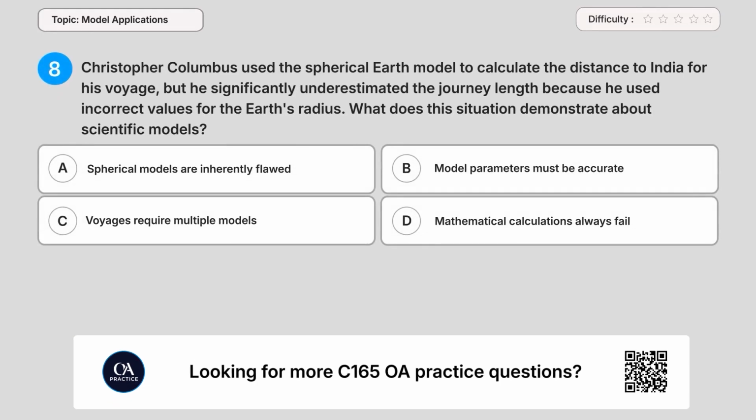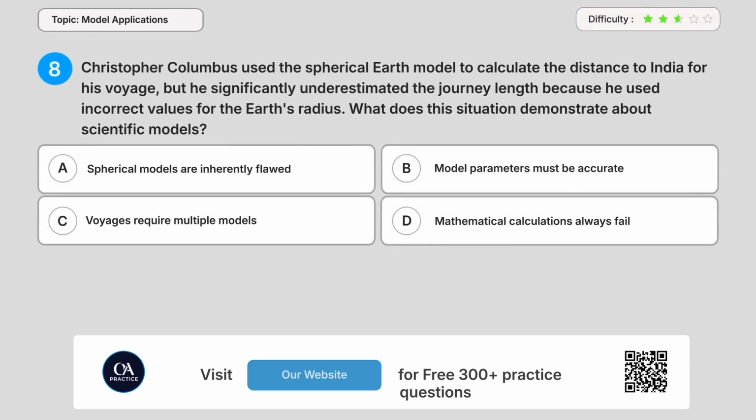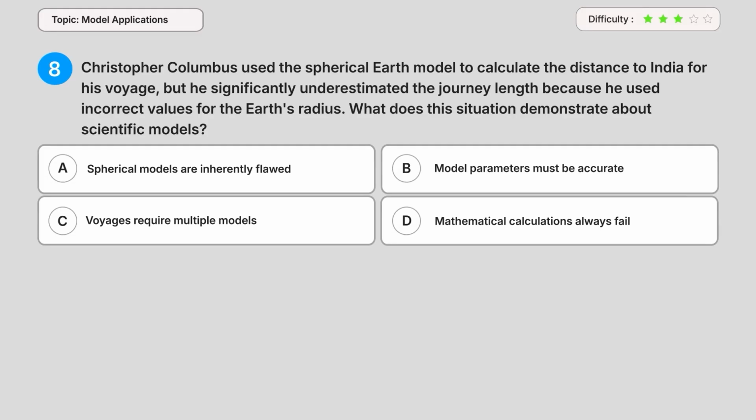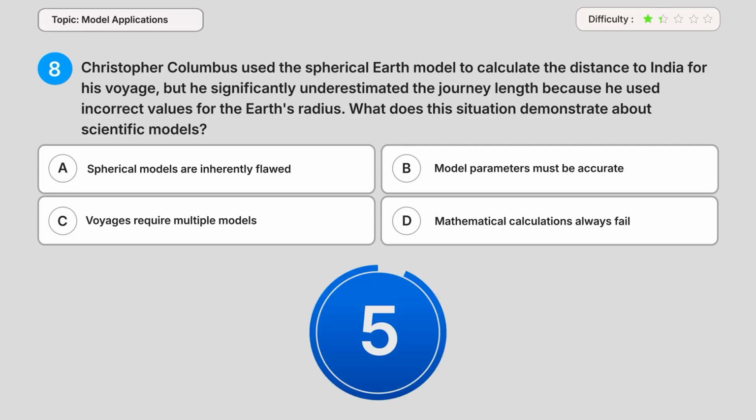8. Christopher Columbus used the spherical Earth model to calculate the distance to India for his voyage, but he significantly underestimated the journey length because he used incorrect values for the Earth's radius. What does this situation demonstrate about scientific models? A. Spherical models are inherently flawed. B. Model parameters must be accurate. C. Voyages require multiple models. D. Mathematical calculations always fail. What do you think is the answer?